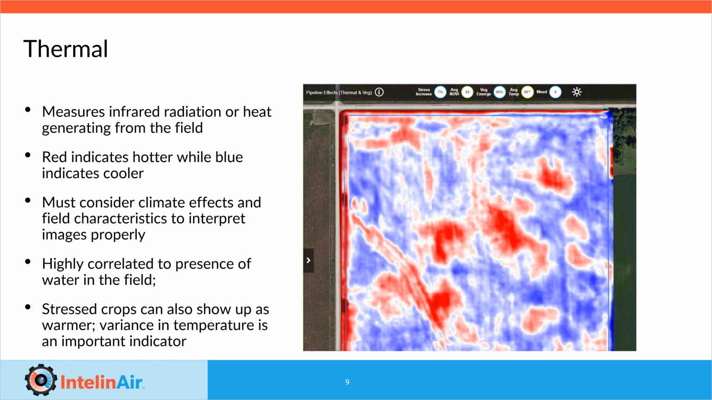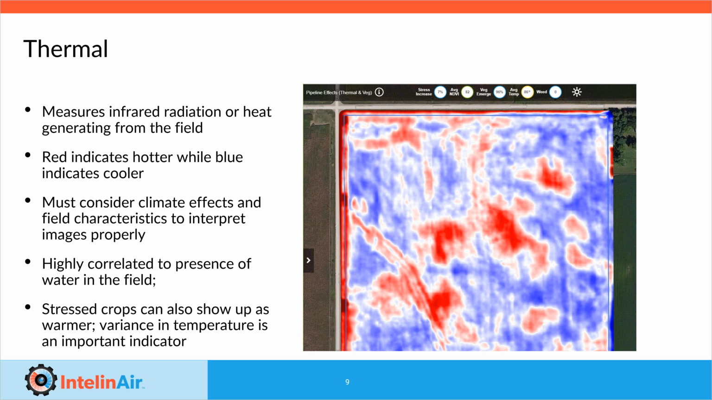Basically the interesting thing to look for here is variance in temperature across the field. If you had a perfectly uniform field that was similar in all ways, you would expect the image to be uniform, or to have uniform temperature. So if you see a temperature that has difference, the question is why. Often it's due to water, and that's probably the most common reason you'll see differences in temperature. It can also be due to climate effects.